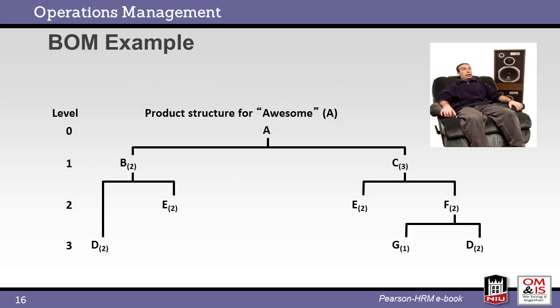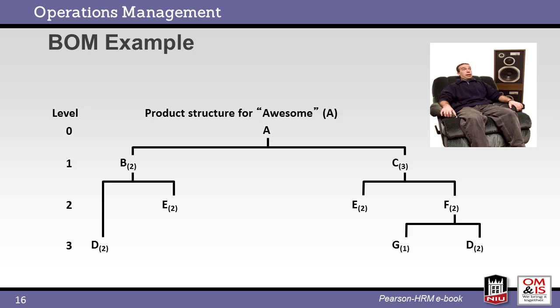This diagram shows the structure of a BOM for the Awesome A product. A is the parent of subassemblies B and C, while B is the parent of D and E. C is the parent of E and subassembly F, while F is the parent of D and G. Note that some components, E and D, are used in multiple subassemblies.